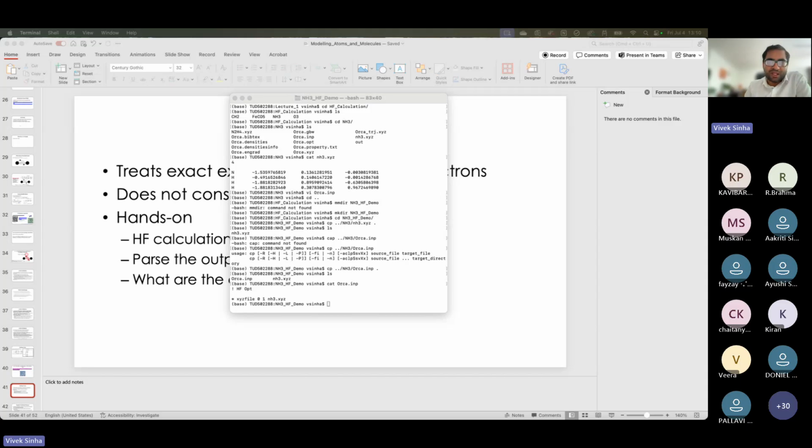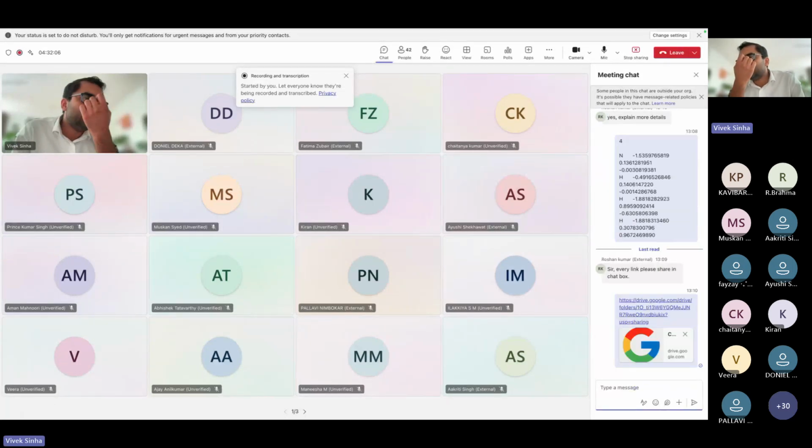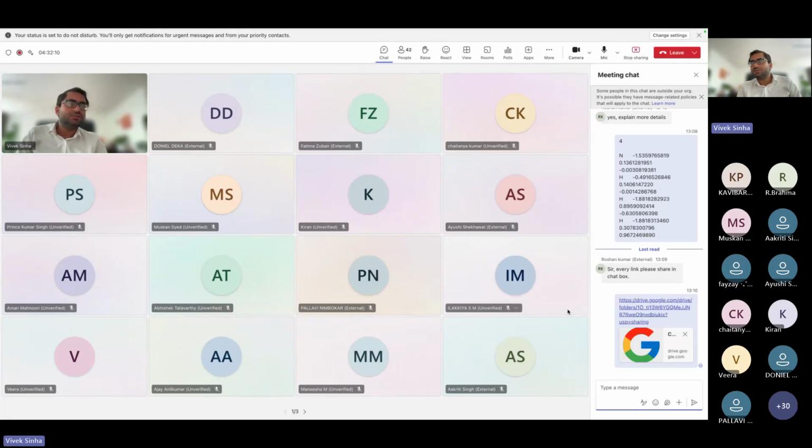Okay, so if you go to the Google Drive, maybe I'll share the link again in case you don't have it. Copy link. Yes, Roshan, I have shared the link. So this is the Google Drive link. If you go here, you will find a folder called nh3_hf. And inside that, I have placed the input file and the XYZ file.